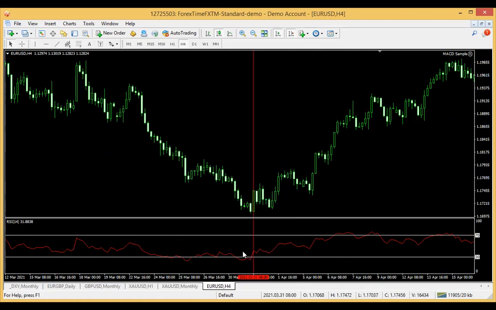As the RSI has touched the overbought level, it's not when RSI touches that you start buying or start selling. No, you watch out for a valid reversal pattern that will give you a good entry. You need a good reversal pattern that will give you a good entry. If you don't get that good reversal pattern, how will you be able to enter?